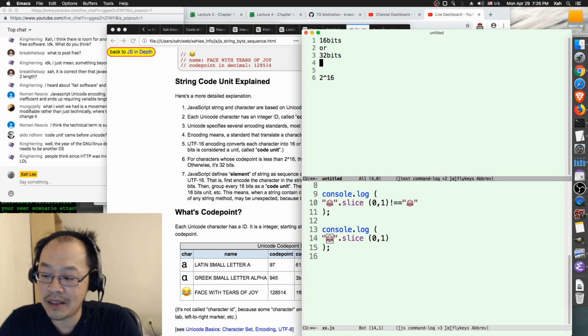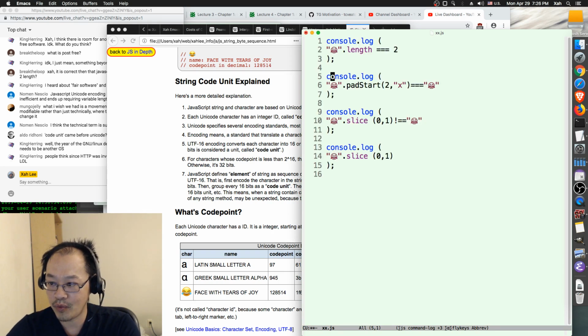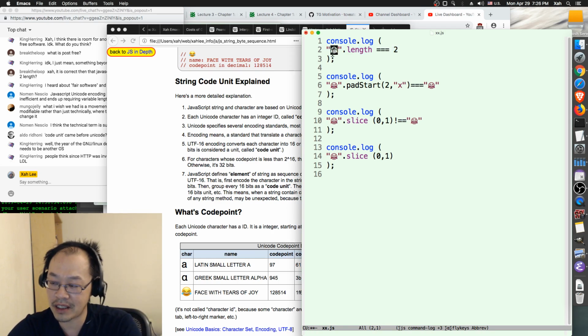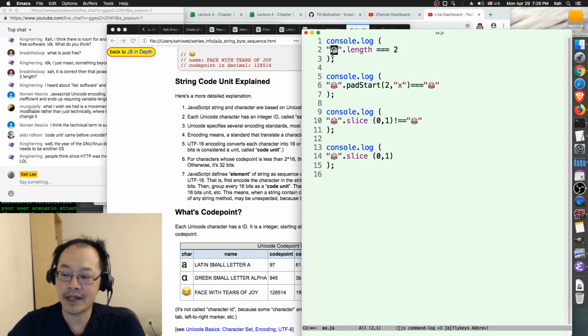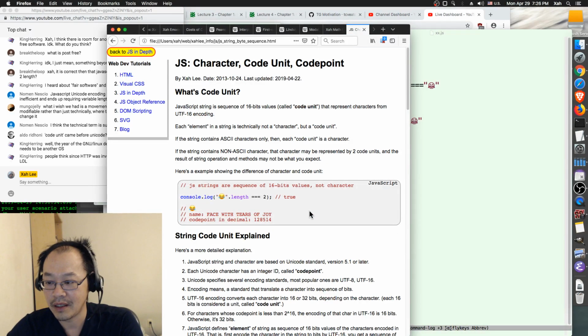That means for some characters, such as this smiley, it takes 2 code units to encode. So this character will not correspond to a single index of the JavaScript string. That is why this smiley's length is equal to 2: its encoding is 32 bits, so it has 2 code units. On this page I explain in detail. You can read it.